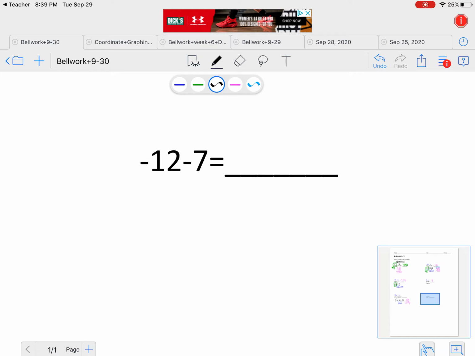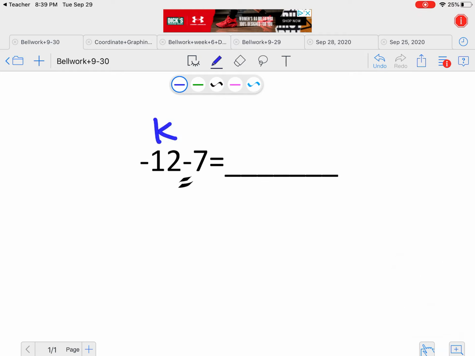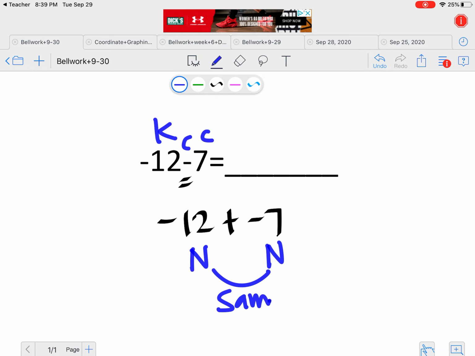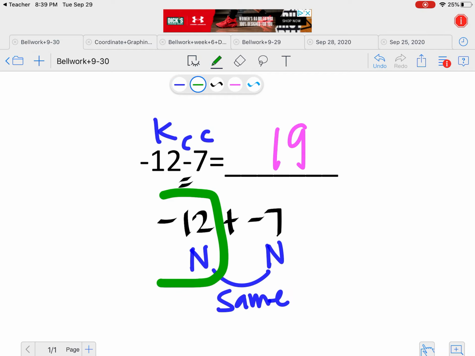Last question. Again, I'm looking in the center. I see that it has a subtract sign, so I'm going to do keep, change, change. Keep the 12 negative. Change the subtract to be add, and change the 7 to be negative 7. Now when I label these, I have a negative number and a negative number. So these are on the same team, Sanger and Sanger. I would just add them together. 12 plus 7 is 19. And the biggest number was 12, and it was a negative number, so the answer is negative.